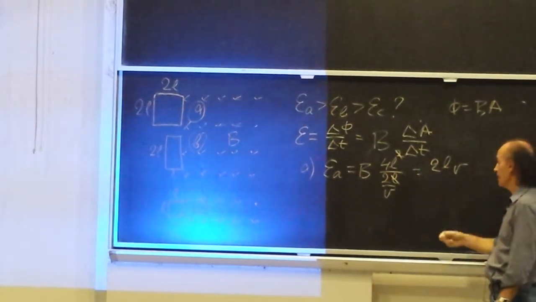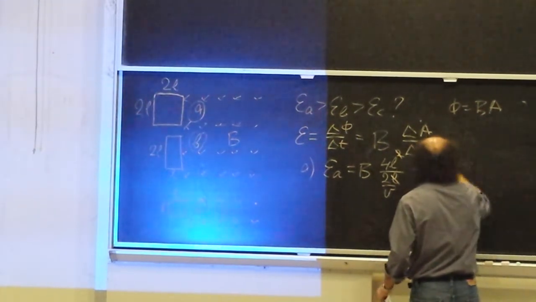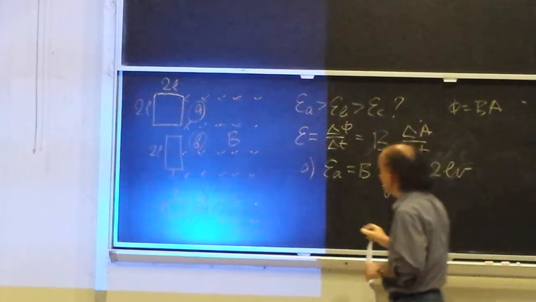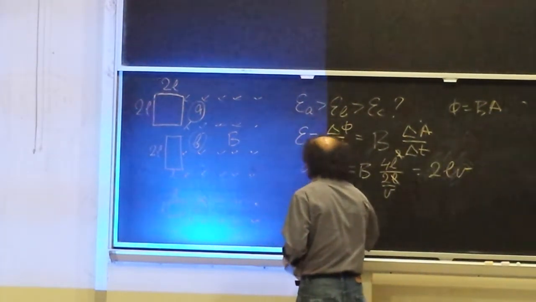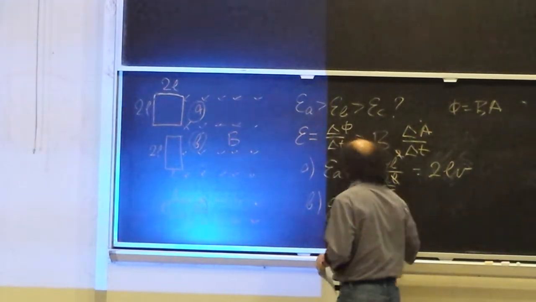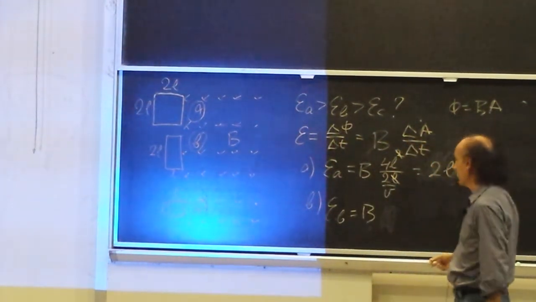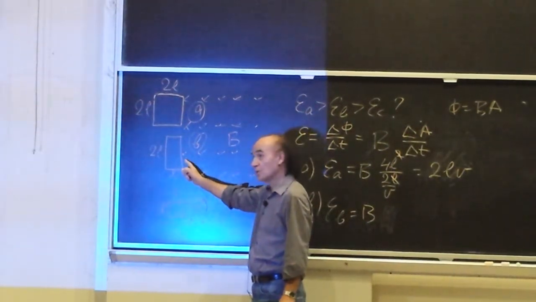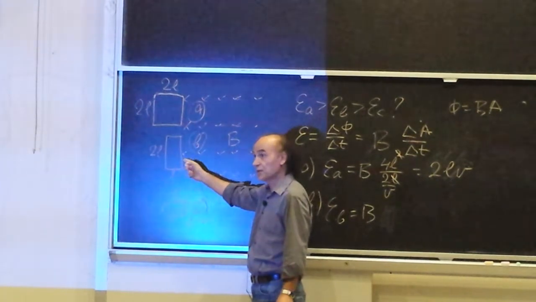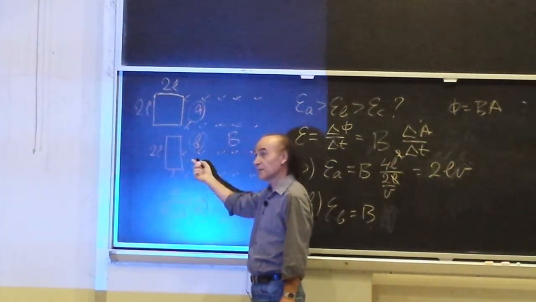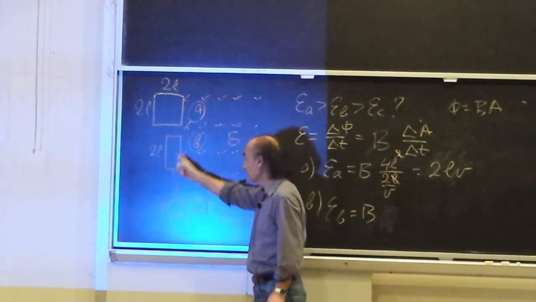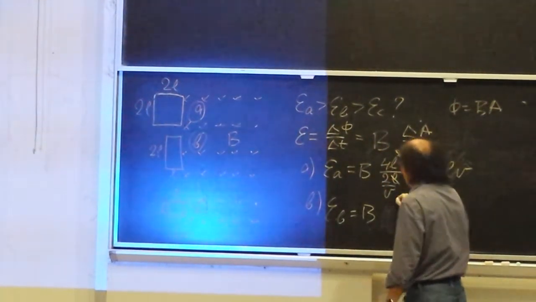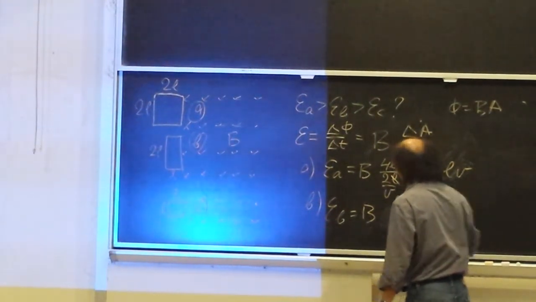2 times L multiplied by V. This V jumps in the numerator. 2L times V. Case B: epsilon B equals the same field multiplied by the change of area. Here again, the change of area is the total area. Initially zero area is covered with the field. Finally, the total area. The total change of area is the total area of this rectangle, 2L times L, 2L squared.